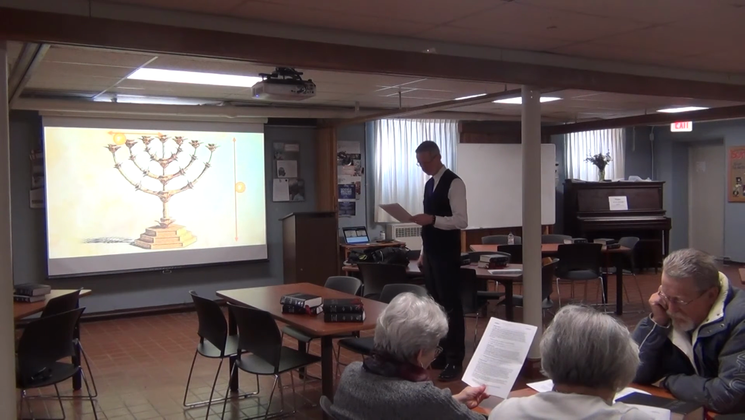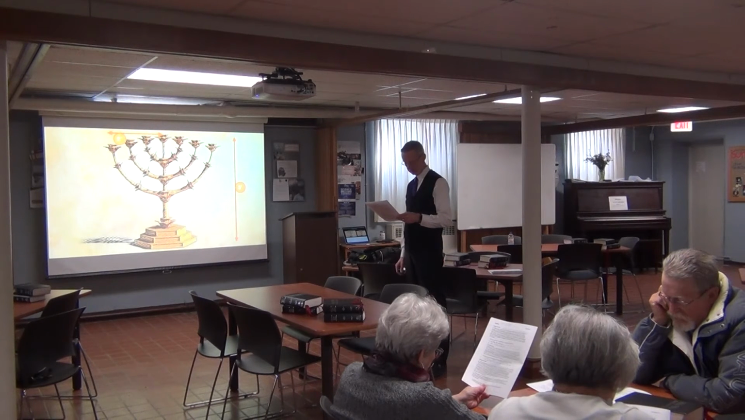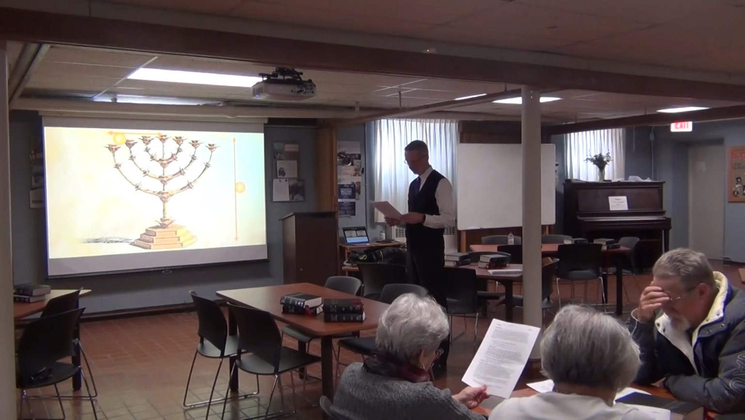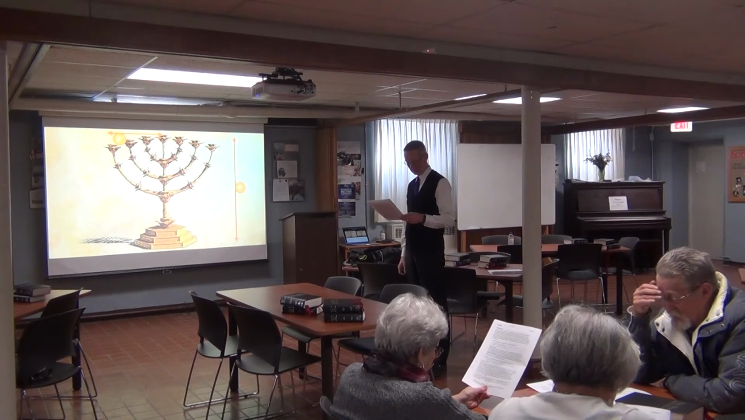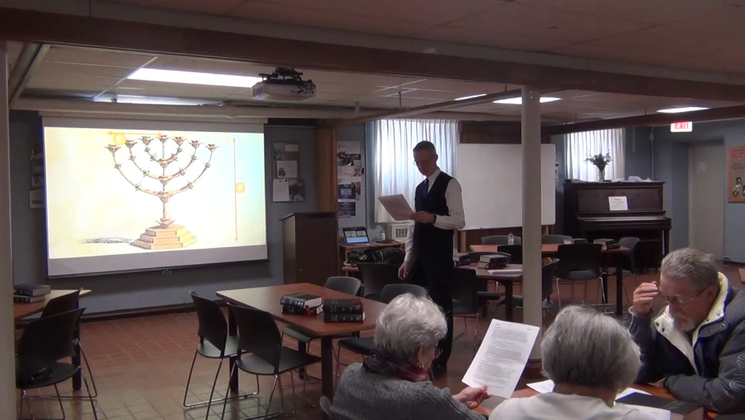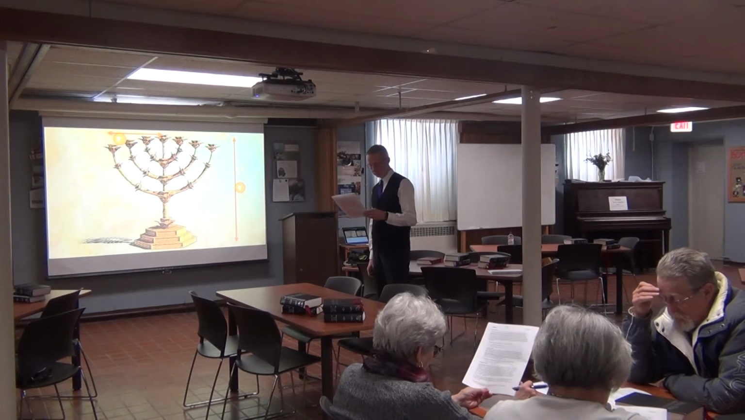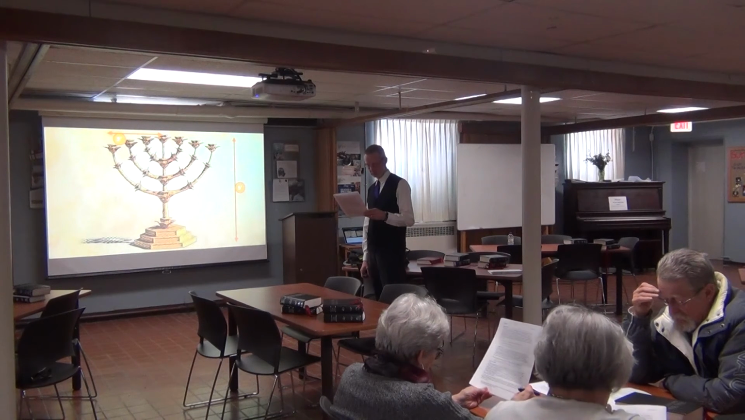6 branches in all. The buds and branches shall all be of one piece with the lampstand, hammered out of pure gold. Then make its 7 lamps and set them up on it so that they light up the space in front of it. Its wick trimmers and trays are to be pure gold. A talent of pure gold is to be used for the lampstand and all these accessories. See that you make them according to the pattern shown you on the mountain. The golden lampstand provided the only light in the tabernacle.